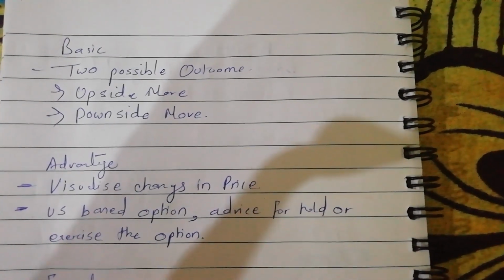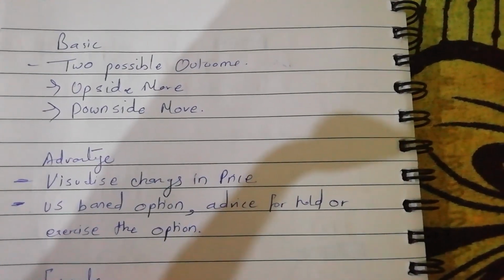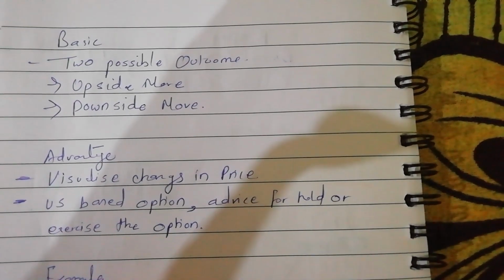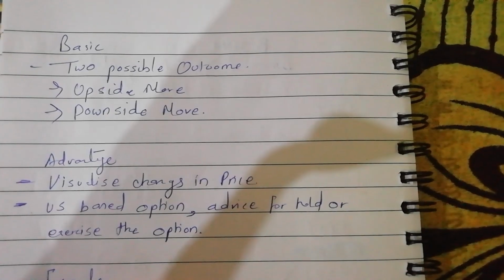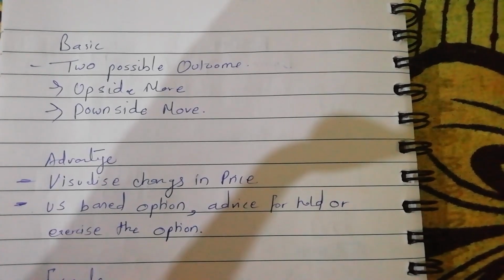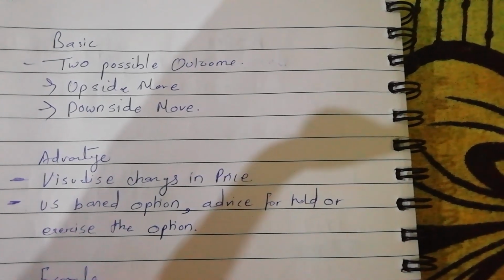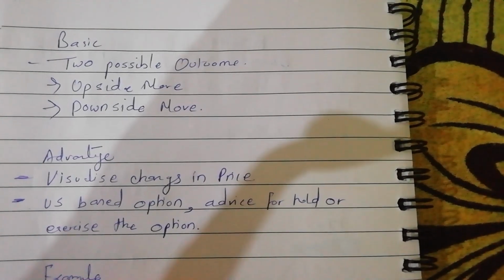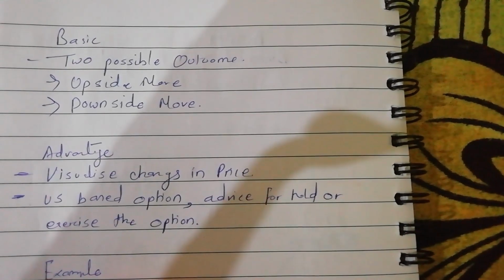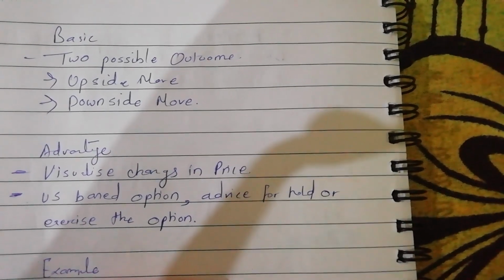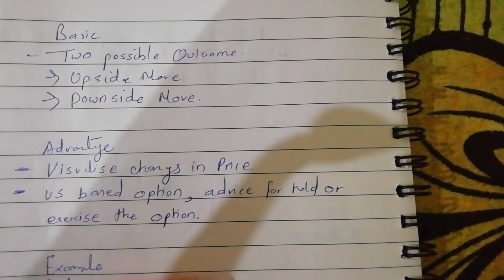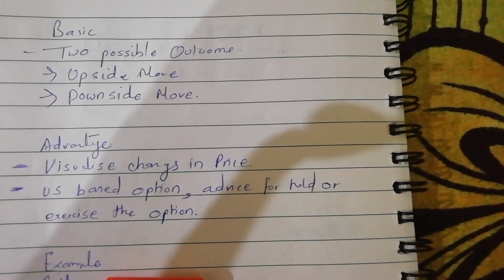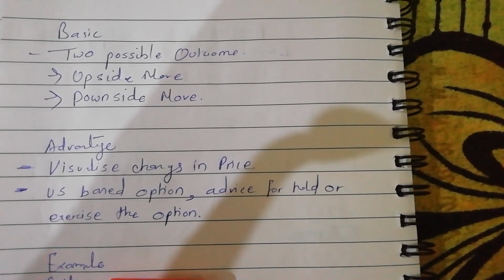The advantage of this multi-period view is that the user can visualize the change in asset price from period to period and evaluate the option based on decisions made at different points in time. For a US based option, which can be exercised at any time before the expiration date, the binomial model can provide insight as to when exercising the option may be advisable and when it should be held for longer periods.